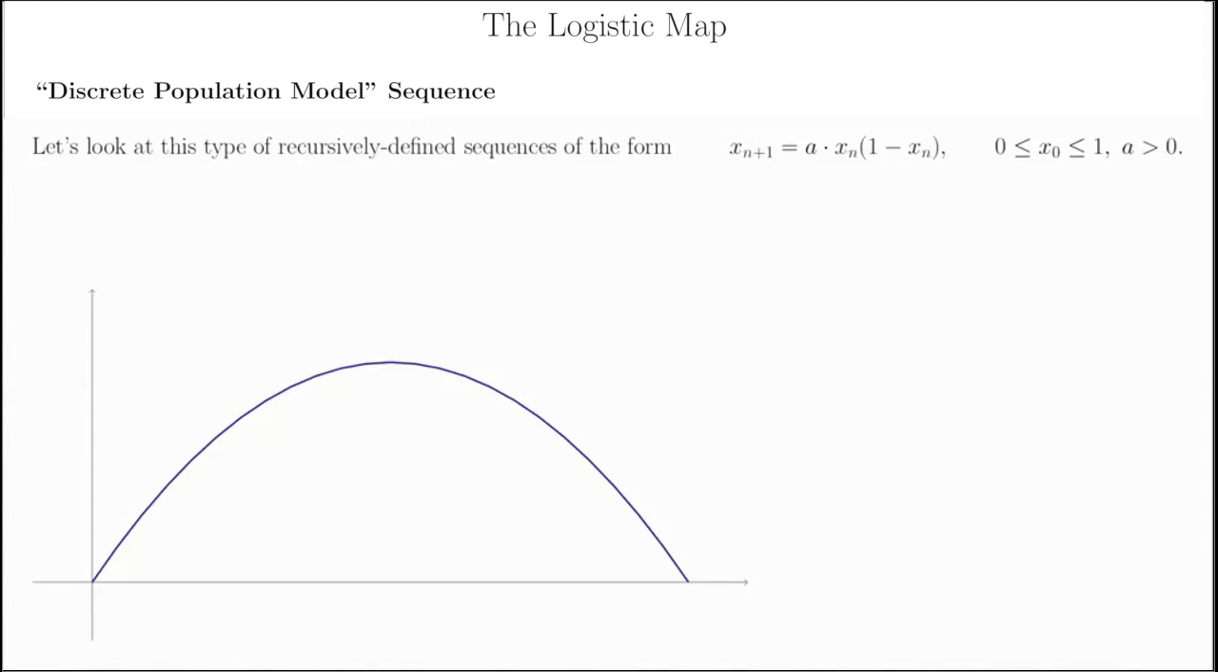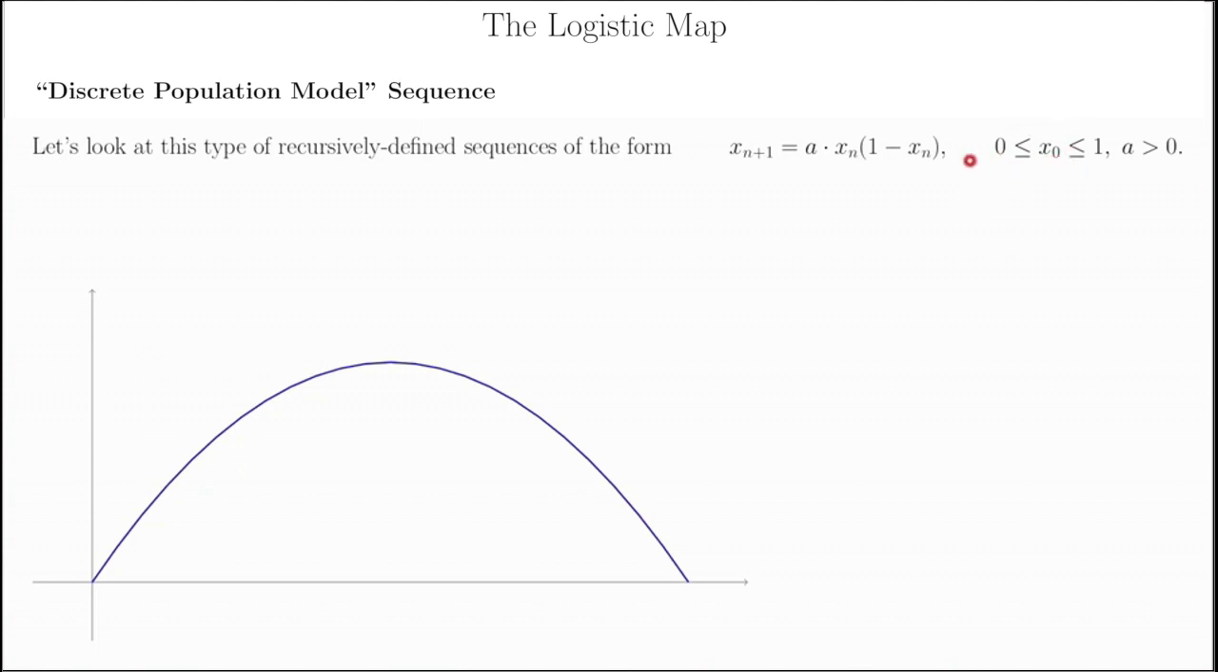In this lecture, we're going to look at a really neat type of recursively defined sequence called a discrete population model sequence, or logistic map. The sequence is fairly straightforward to understand. We need a seed, so x naught will be the seed of our recursively defined sequence, the first value in the sequence, and we have to choose that between 0 and 1. We're going to want all of the terms in our sequence to live between 0 and 1.